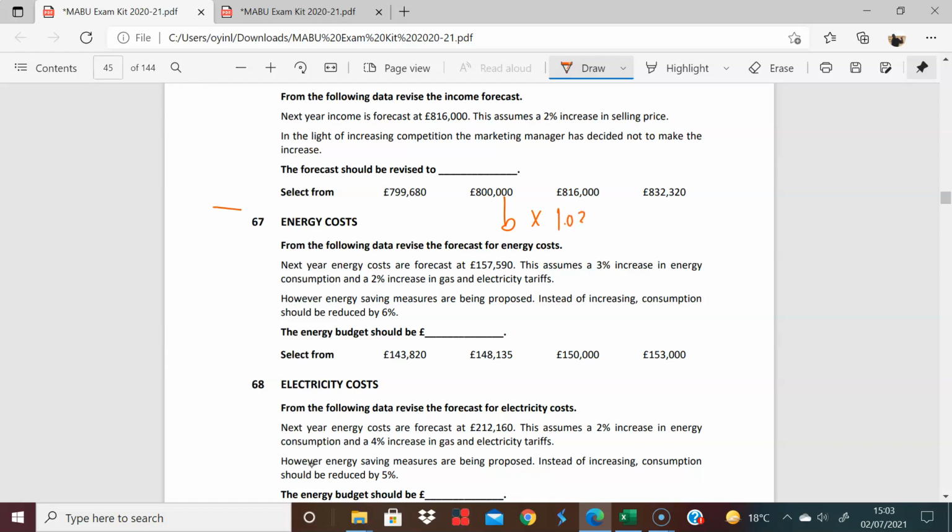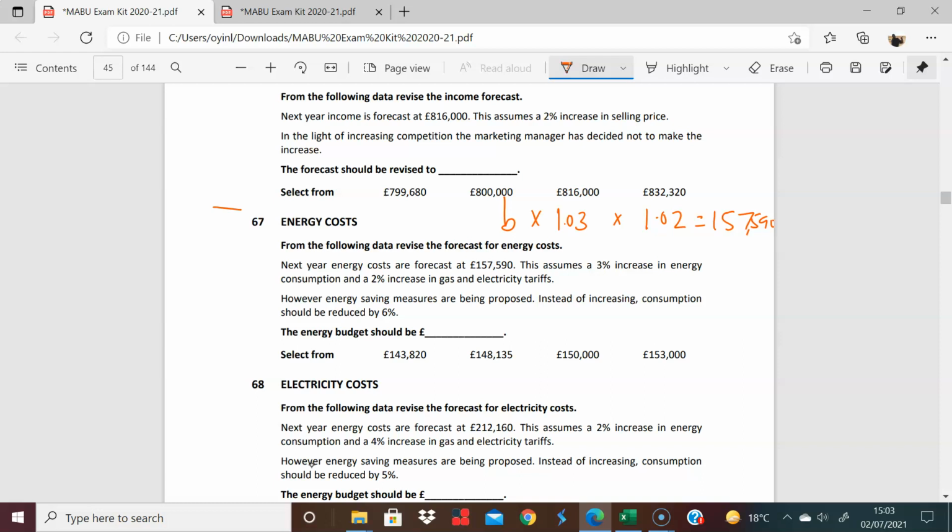So we're increasing that by 3%. And then with all of that consumption, everything was going to increase by 2%. And that's what we have. And that's how we arrive at the 157,590. Right? So the question says, however, energy saving measures are being proposed. So instead of increasing, consumption should be reduced by 6%.